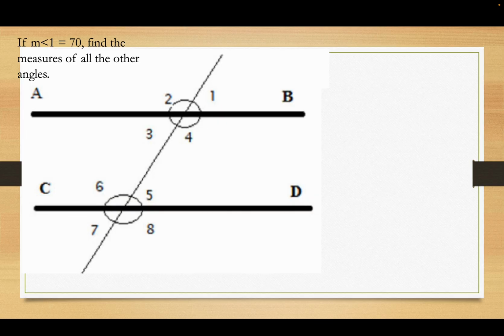Now, the next technique we mentioned before was if they're all acute, they're equal. If they're all obtuse, they're equal. 1 acute, 1 obtuse, add up to 180. If the measure of angle 1 is 70, find all the other angle measures. Go ahead.